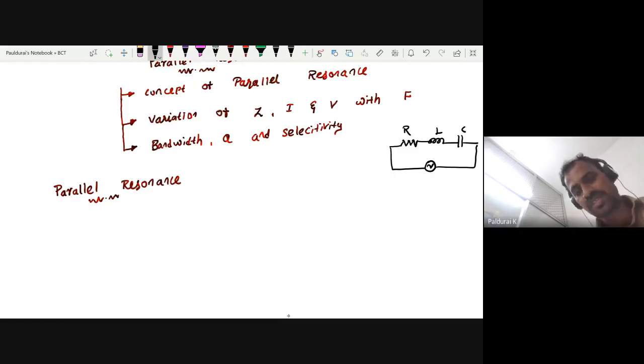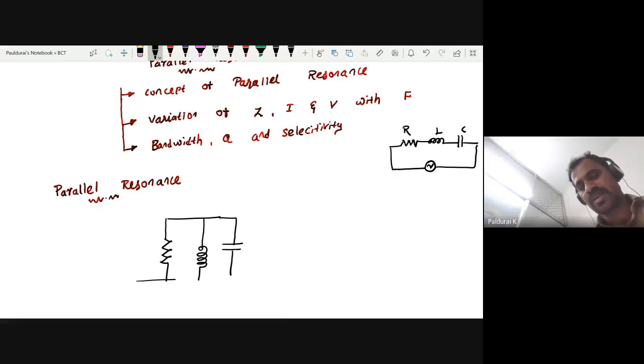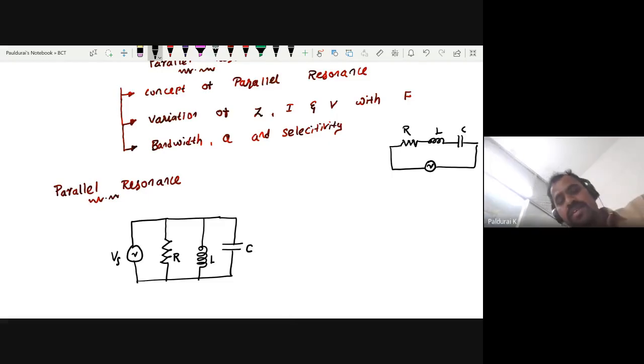Coming to parallel resonance, first you will take one R. This time you will connect R, L, C in parallel. Then one L, then one C, and here you will apply the source voltage. So this is parallel resonance. But here the beauty is, not only this circuit, you may have different ways to connect R, L, and C in parallel. So what are the remaining ways?